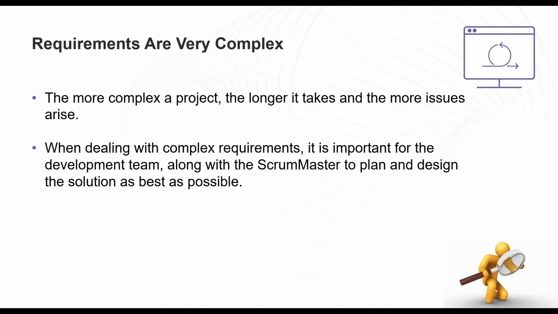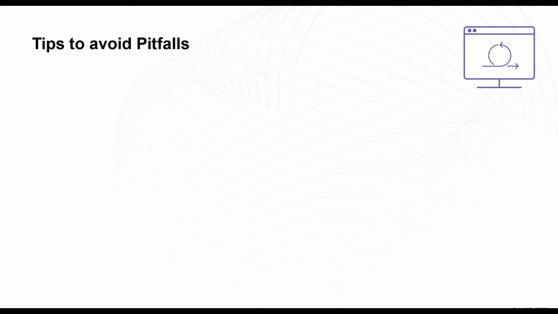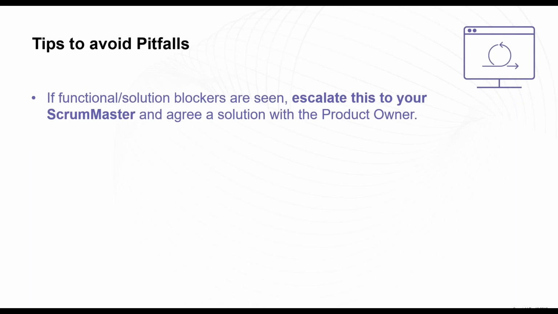Also, developers sometimes change big features late on within a project, and whilst the developers may understand the implications of this change, the impact to a product or end user might be high, especially if that change is unexpected. So a couple of tips on how this can be avoided. The key one being that if a functional or solution is blocked or doesn't look to be working, or it's an incomplete user story or requirement, then escalate this to your Scrum Master and make sure a solution has been agreed with the product owner.